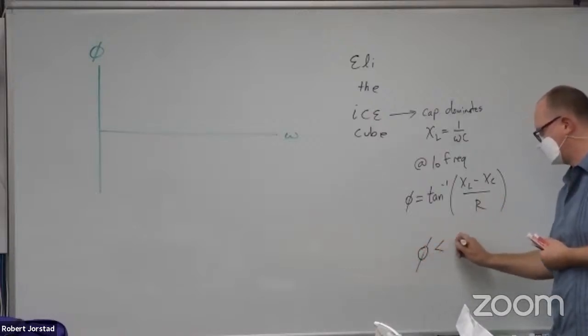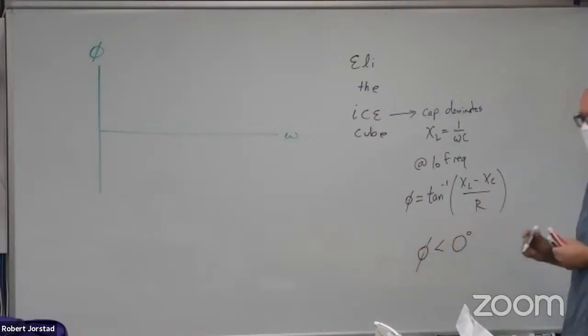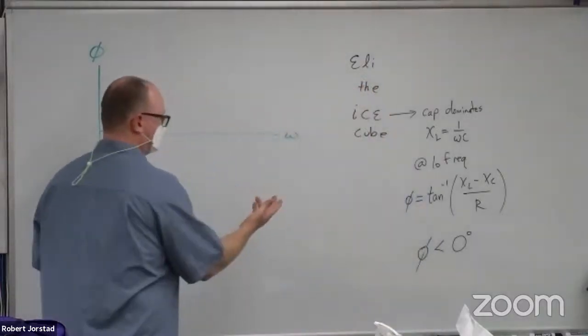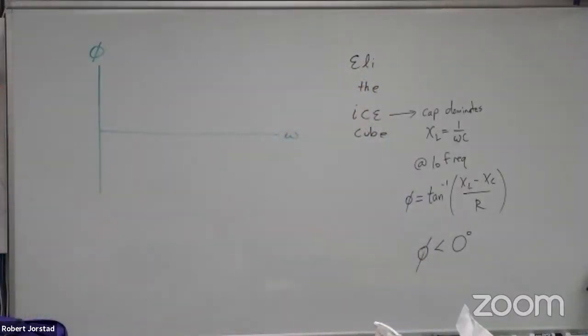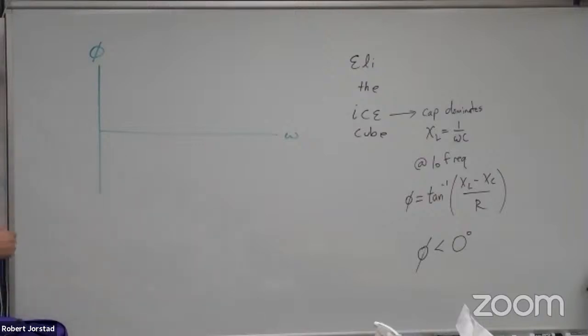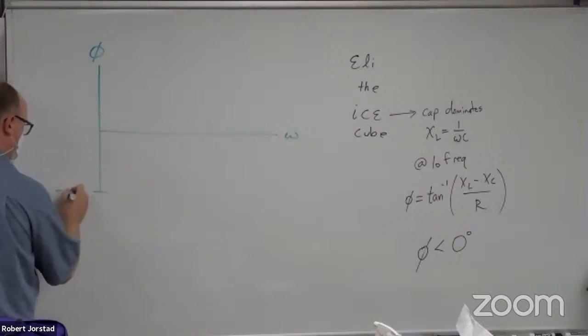Phi should be negative. Is this helping at all? Do you remember this from last time? Okay, so now at low frequencies, the capacitor dominates. Should I get a positive or a negative number? Look at your table. Look at the low frequencies. What's the phase angle in degrees, approximately? Negative 90 degrees.